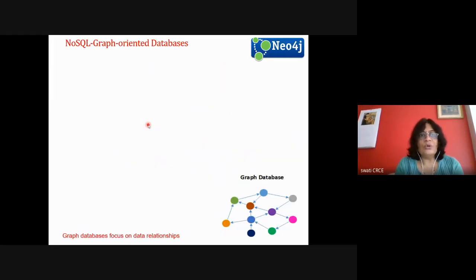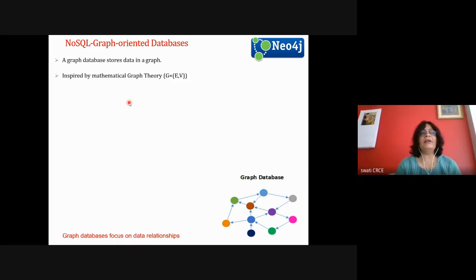This is a Neo4j example. Right now, we are just seeing the properties of graph oriented databases. A graph database stores the data in the form of a graph. All your data is in the form of a graph. It uses graph theory. By using mathematical graph theory, we can perform the operations of mapping, searching, storing, or querying for the relationships.